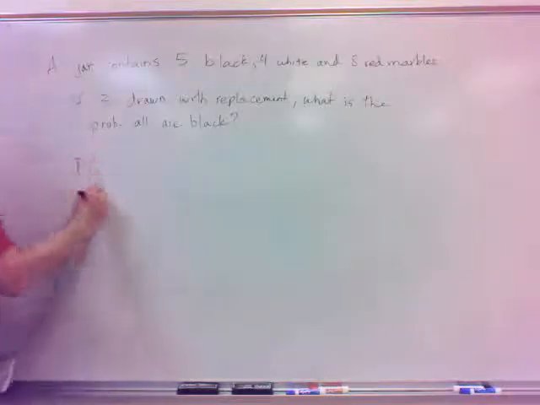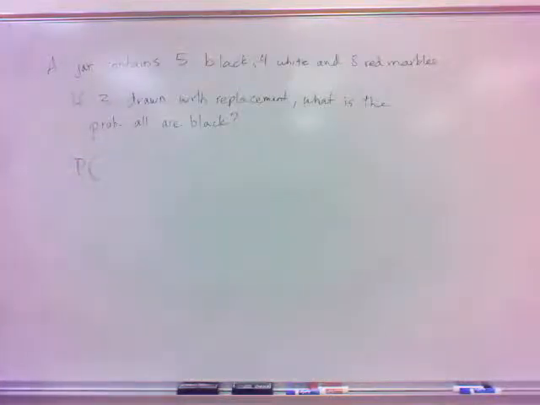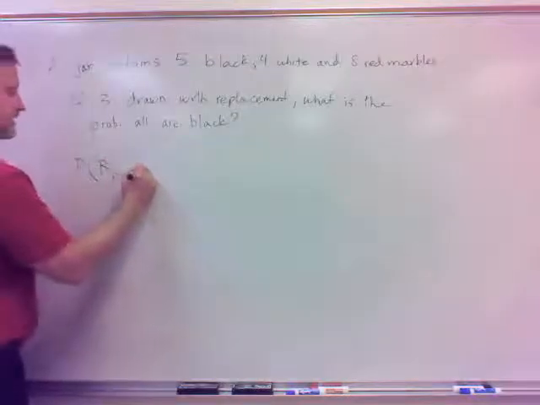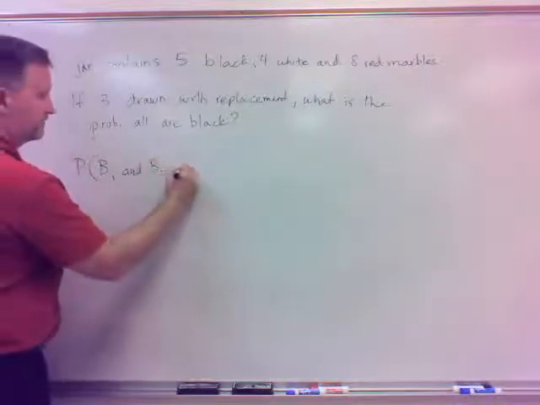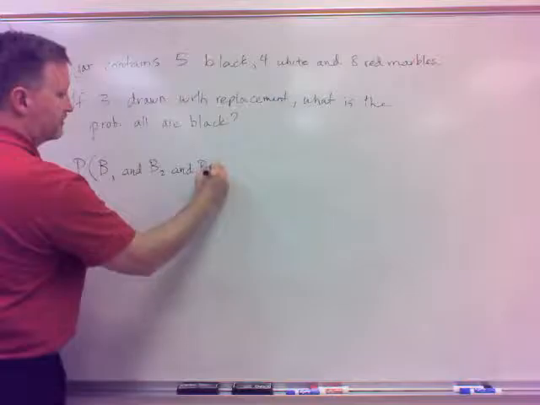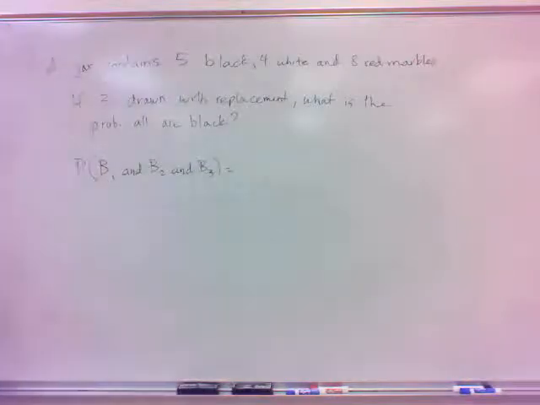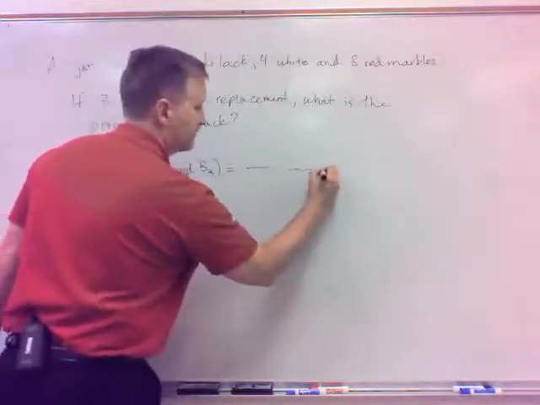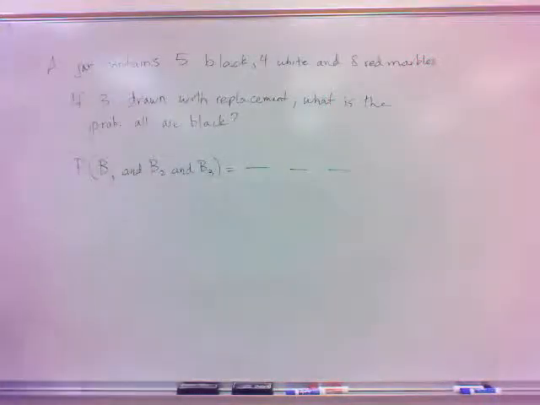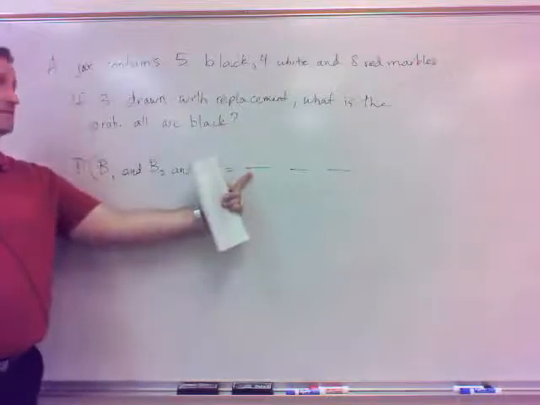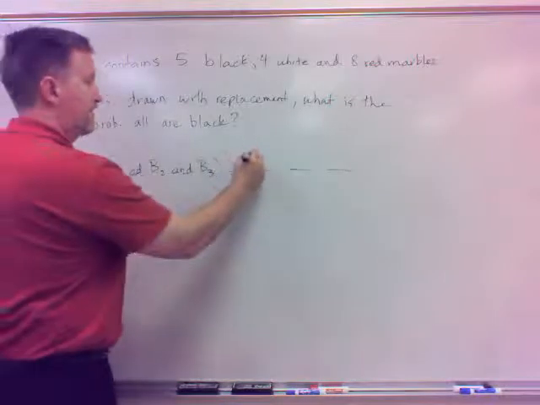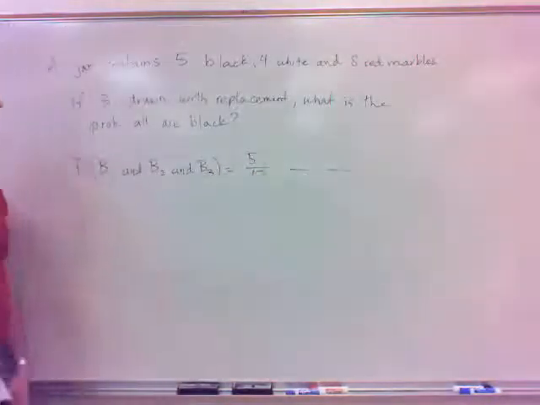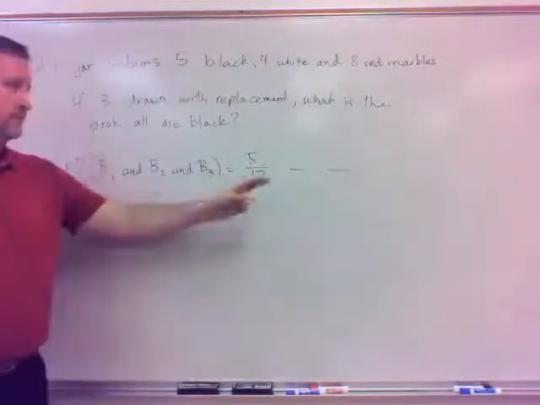Well, and's not in there, but this is an and probability because it's black on the first, and black on the second, and black on the third. Right? This is an and probability. So I'm going to do 3 probabilities and multiply them together. Now, what's the probability that the first one's black? 5 out of 17. What's the probability the second one's black?